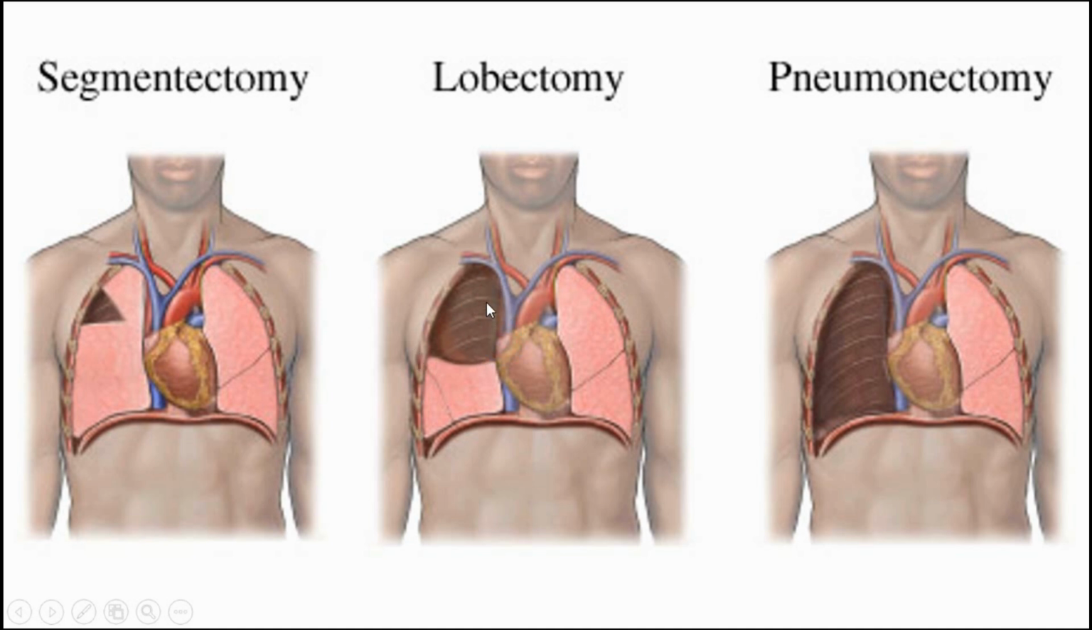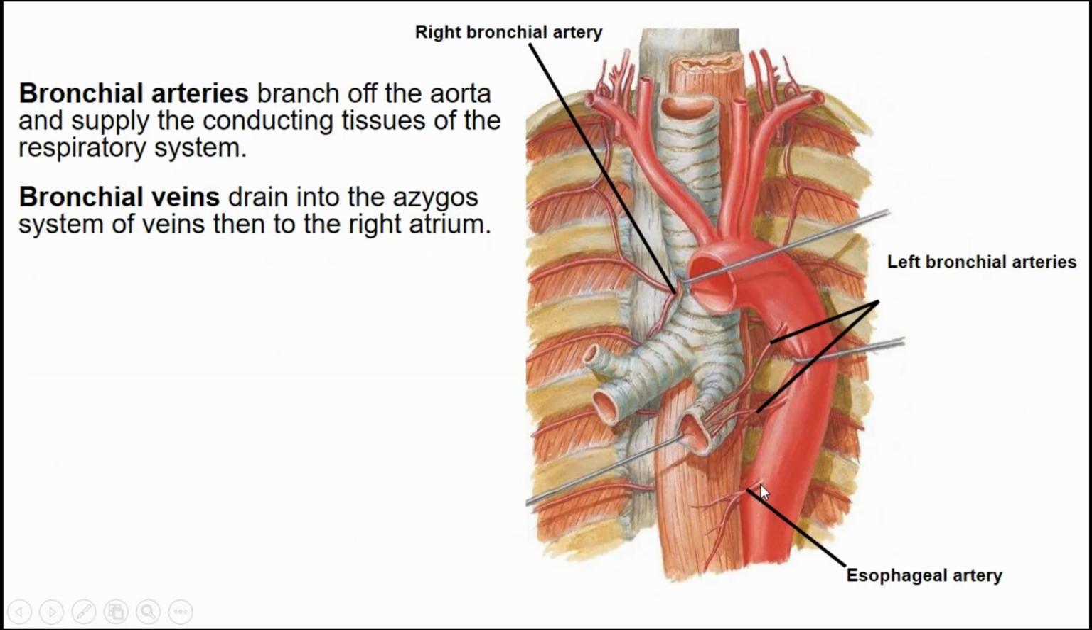You can also do a lobectomy if you need to remove that entire lobe, and if things get really bad, you might have to take out an entire lung along with its primary bronchus. In this case, we've got a full pneumonectomy on the right side.